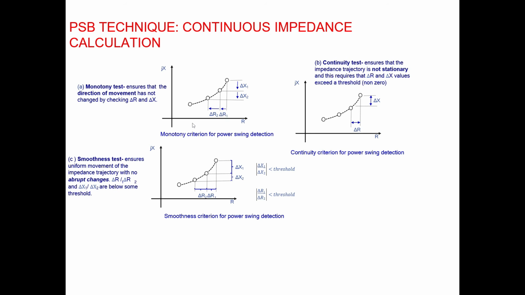So if any of these three tests fails, that is either the monotony or continuity or smoothness test, then the relay internal algorithm will detect it as a power swing condition, and it will immediately block the impedance protections.